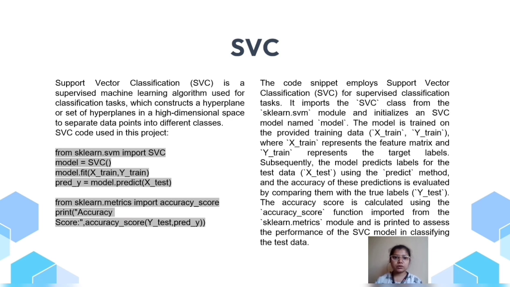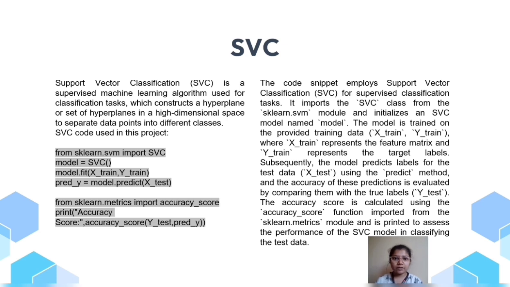In this code snippet, it firstly imports the SVC class from the sklearn.svm module to create an SVC model, and the accuracy_score function from the sklearn.metrics module to evaluate the model's performance. Next, it initializes an SVC model named model with default parameters and fits the model to the training data, that is X_train and y_train, using the fit method. Here, X_train represents the features and y_train represents the target labels.